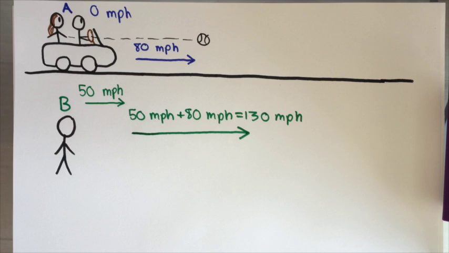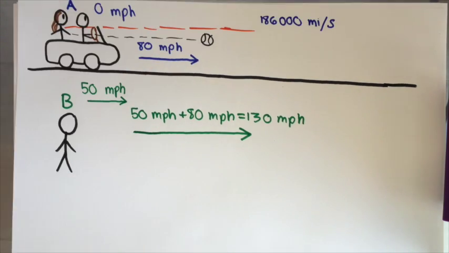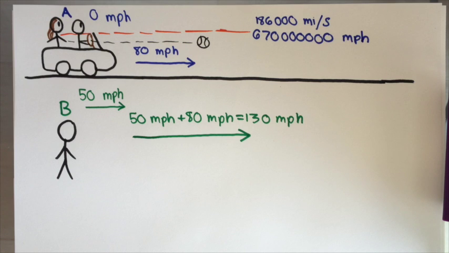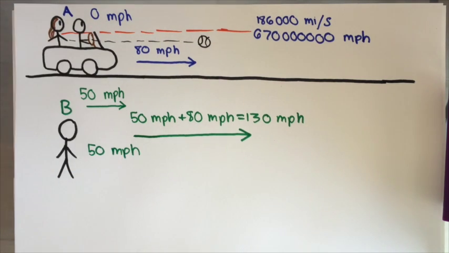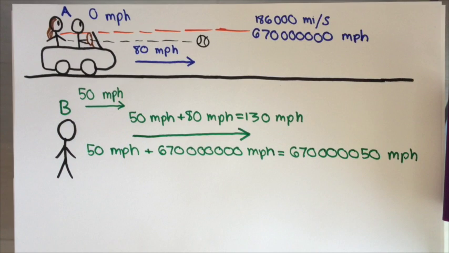By this same logic, if the passenger shot a laser beam forward, it should travel away from her and the car at the speed of light, 186,000 miles per second, which is also 670 million miles per hour. And to the bystander, it would be the speed of the car plus 670 million, which yields this larger speed of the laser beam. This all makes sense.